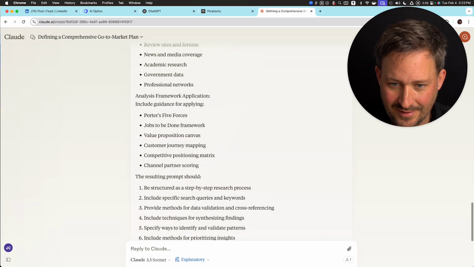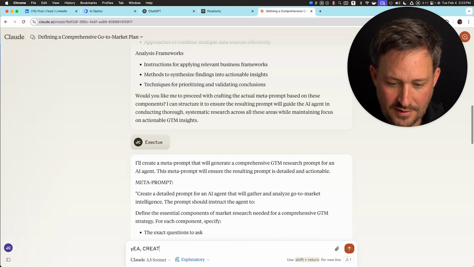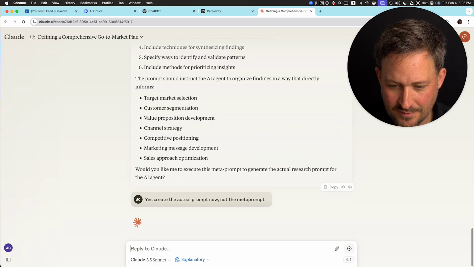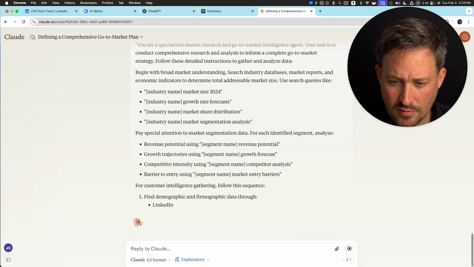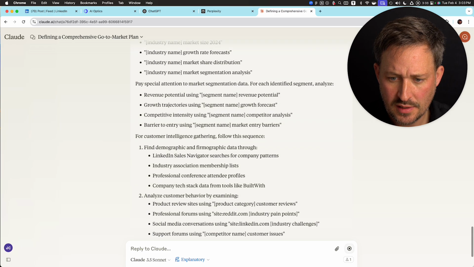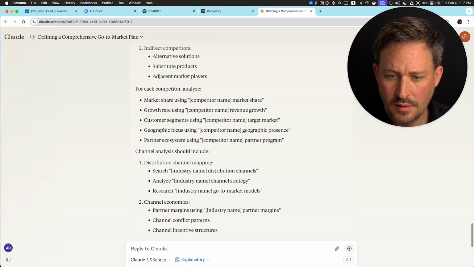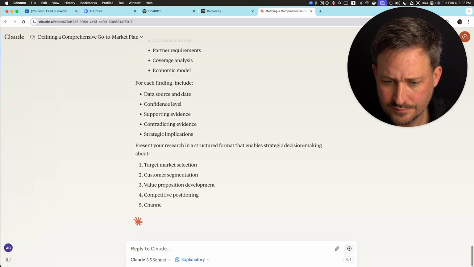Oh, wow. Yes, create the prompt now. It created two. Create the actual prompt now. No, not the meta prompt. It created two meta prompts, which is funny. Let's see. Yeah, this is great. Channel strategy. This is fantastic.